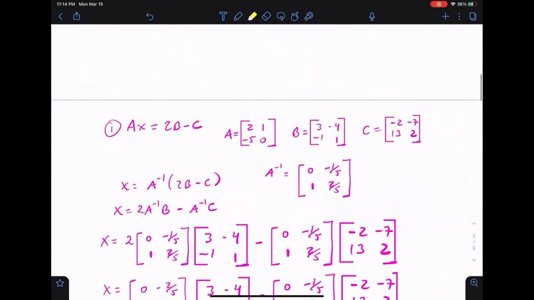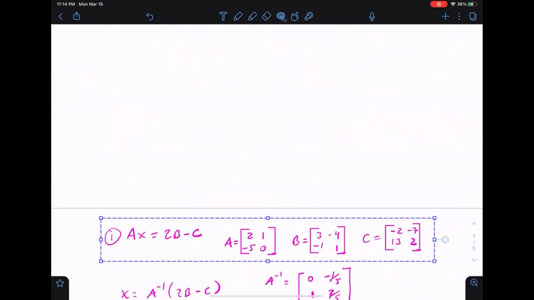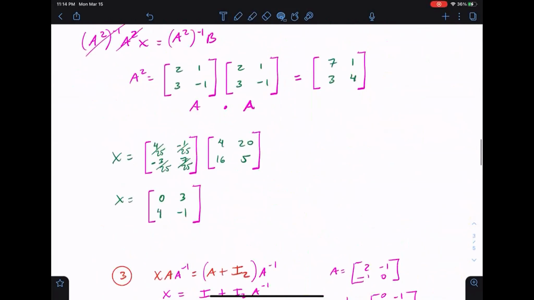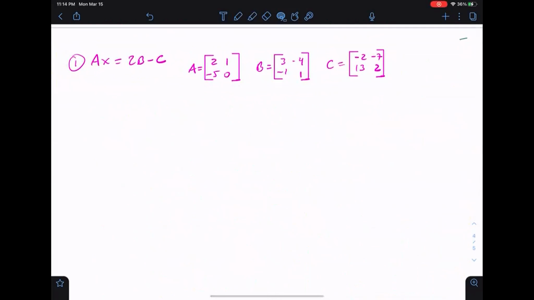Now, let's do some problems because you need practice, right? So let's do that. Let's do number one. So here you have Ax equals 2b minus c, and you need to solve for x, of course, right? Solve for x. It's just an equation.